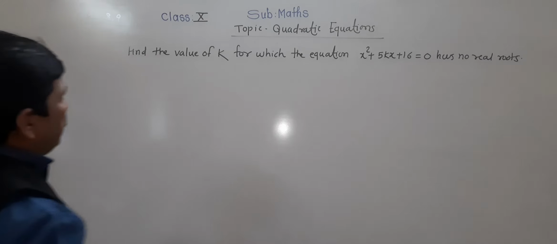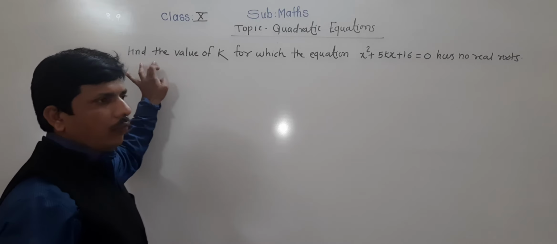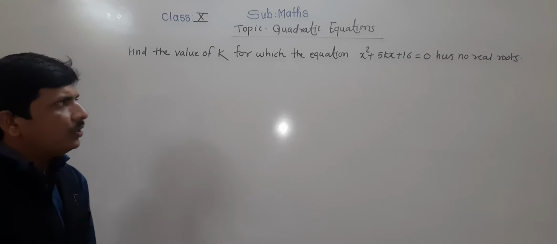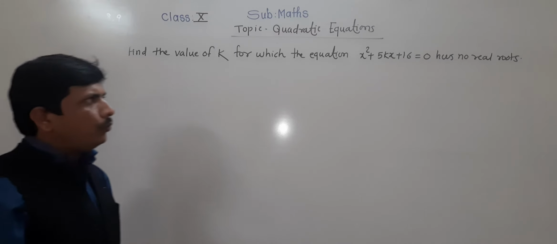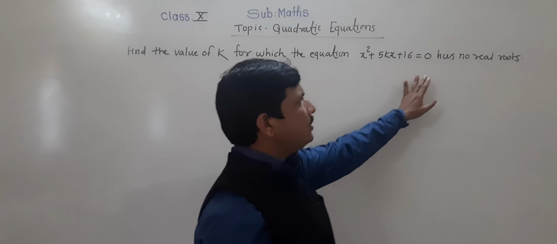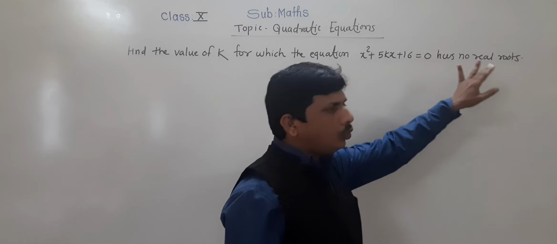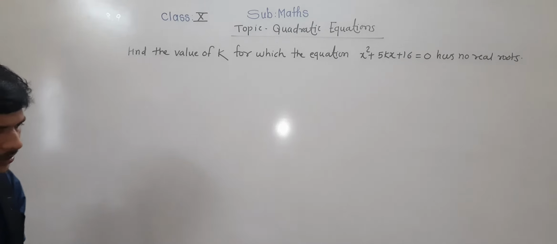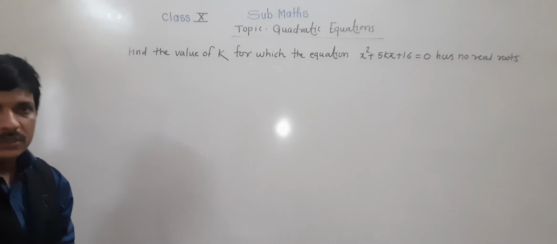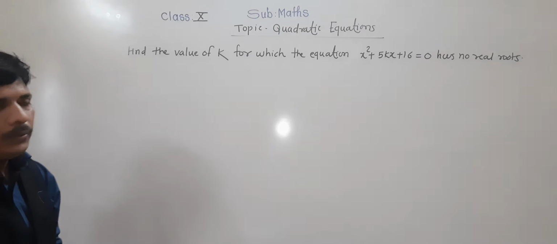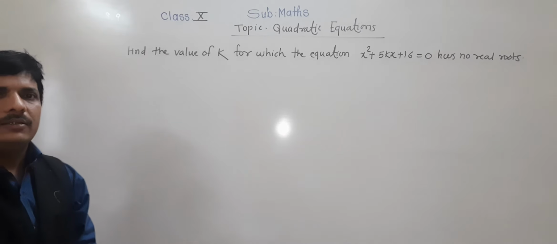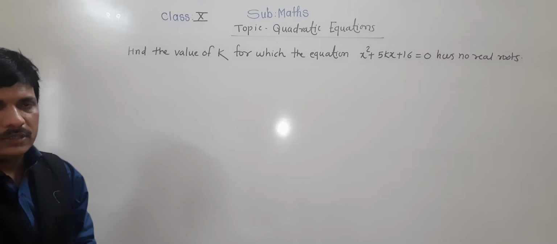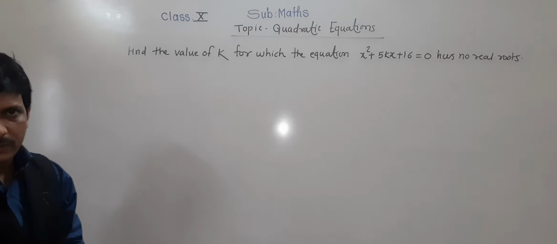Okay, see here our third example: find the value of k for which the equation x square plus 5kx plus 16 is equal to 0 has no real roots. So this depends on the third condition. What is the value of D here? D is smaller than 0. Okay, D is smaller than 0, so definitely D will be negative.